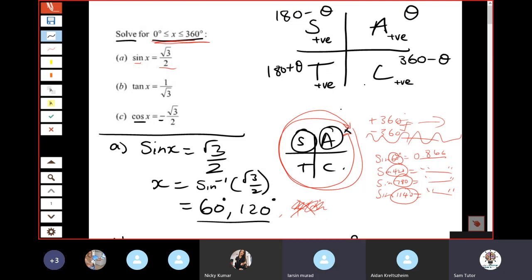So if you had to say where is sine positive, you would have said where? S and A. Because all of them are positive here. What does A stand for? All of them are positive. And then if I said cos is positive, where would it be? A and C. Where is cos negative?